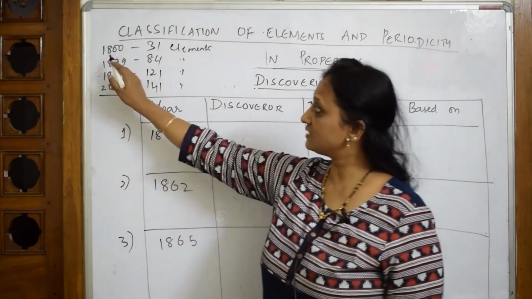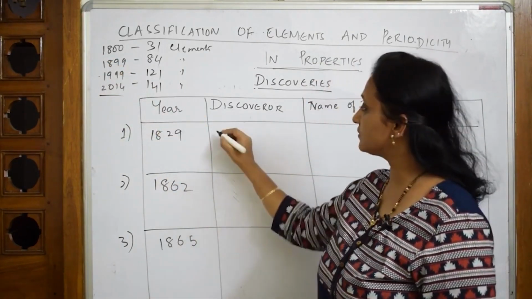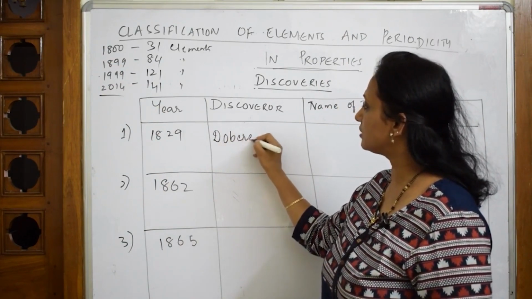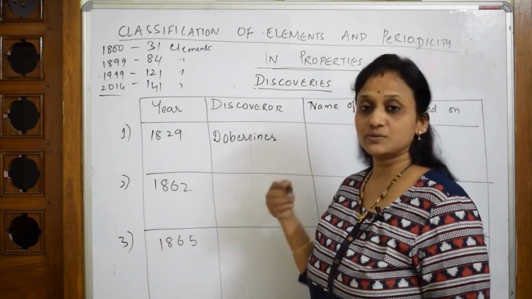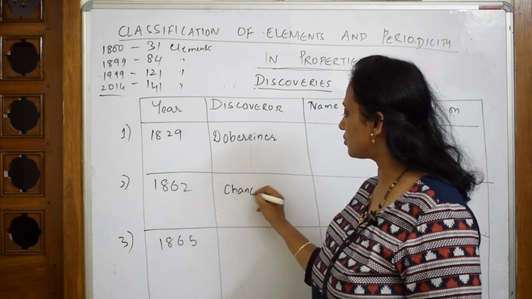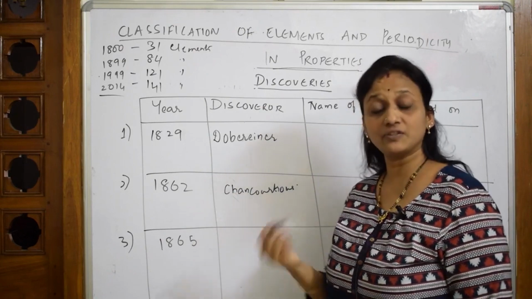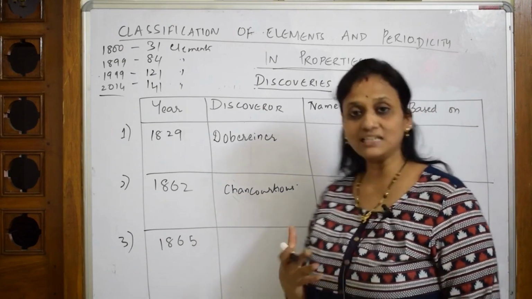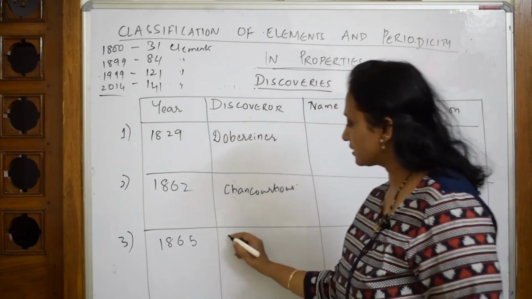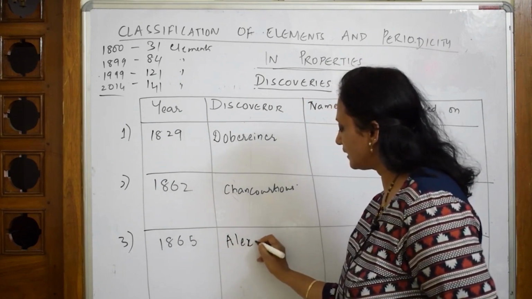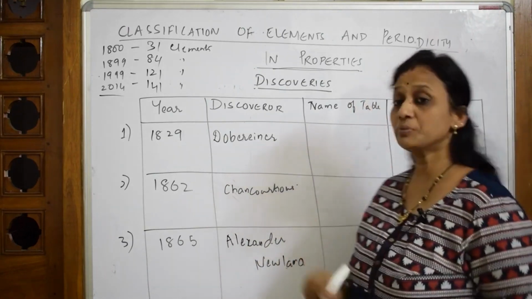So what did we say? In 1800 we started discovering the elements, but the valid explanation was given in 1829. Who gave that? It was given by Dobereiner, D-O-B-E-R-E-I-N-E-R. In 1862, the next was given by Chancourtois. After that, in 1865, the next chemist who gave a valid explanation with proof, right? It was given by Alexander Newlands. Done.